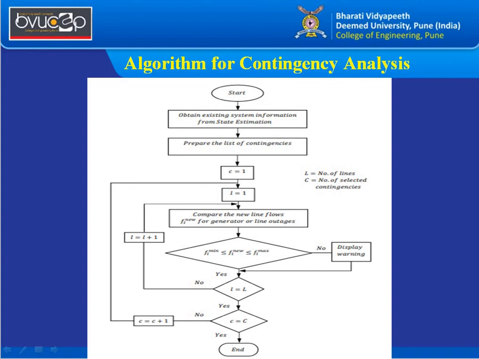And then whatever is the new load flow we are obtaining, we have to check whether it is between the minimum and maximum value. If yes, it is no problem. If it is not satisfying, display the warning and then go.